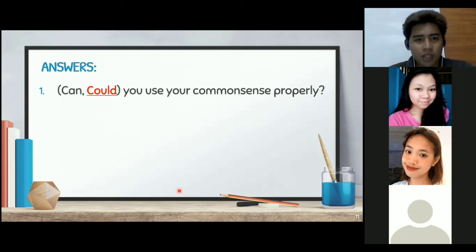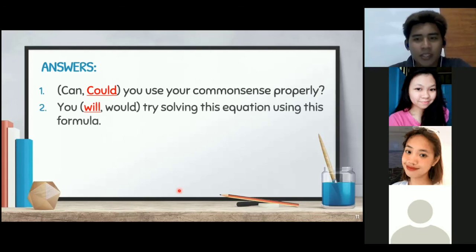Now, let's take a look on the second item. You, would try solving this equation using this formula. What do you think is the correct modal verb used in the sentence? Any volunteer? Yes, Angelica. Sir, I think the correct modal verb is will. Okay, very good. You will try solving this equation using this formula.